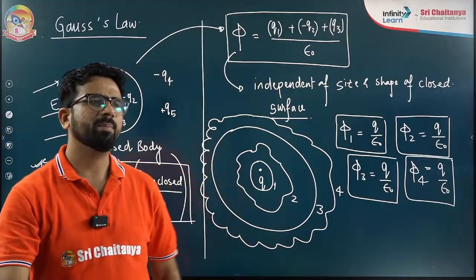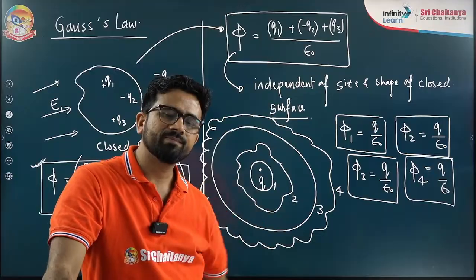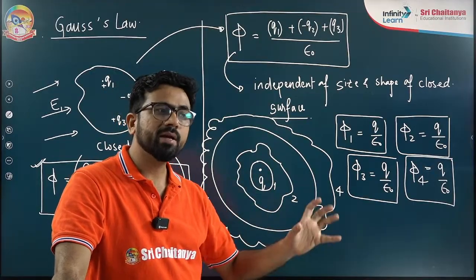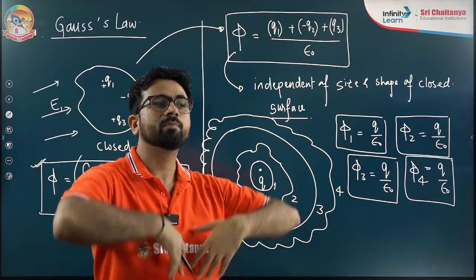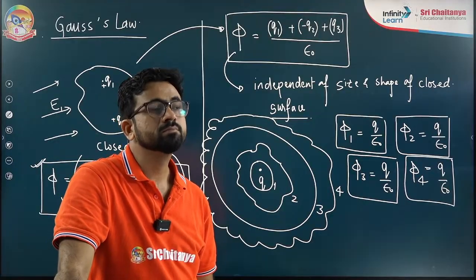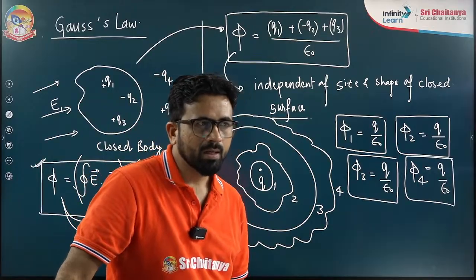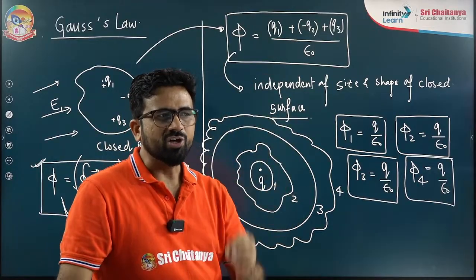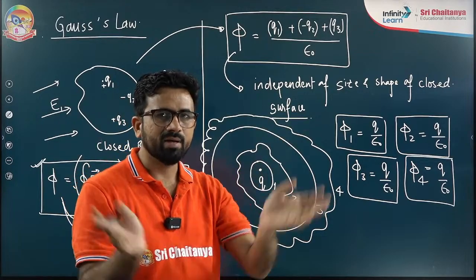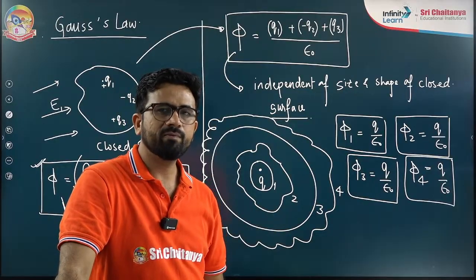Sometimes in the paper they confuse you. Suppose one charge Q is placed inside the sphere and radius is R. Now the radius of the sphere becomes 2R or 4R or 10R. What is the flux? Same or different? Tell me, beta. If in a sphere of radius R, one charge is placed inside the sphere, what is the flux?